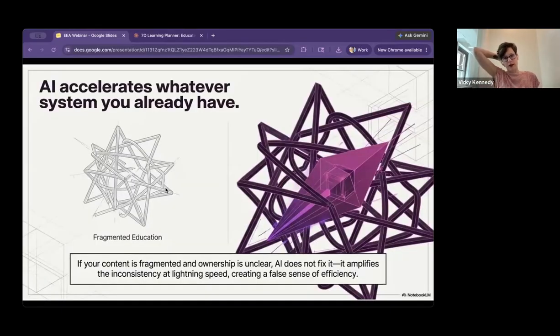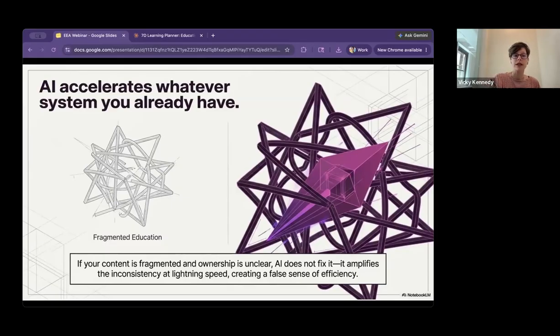So this is probably a no-brainer, but AI accelerates whatever system you already have. So just another reason that this matters. Today, if you feel like your education is a bit more fragmented and we start employing AI, whether you're employing Gen AI or automations or early agents, it's going to just accelerate whatever system you have in place today.